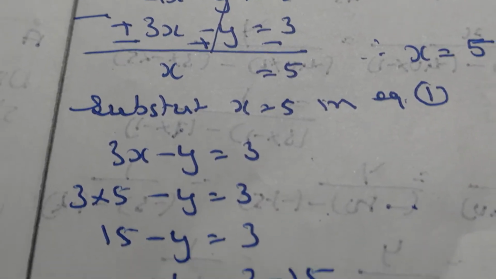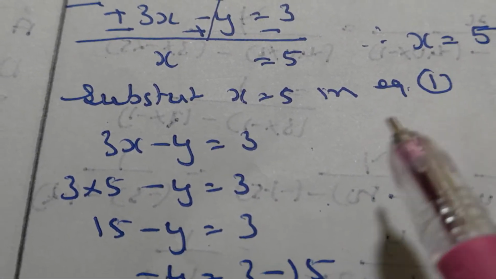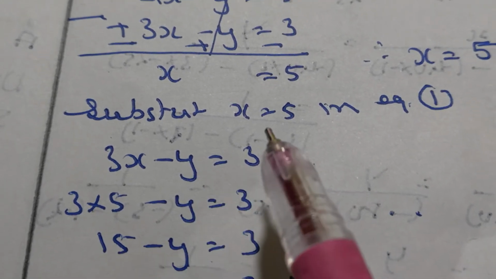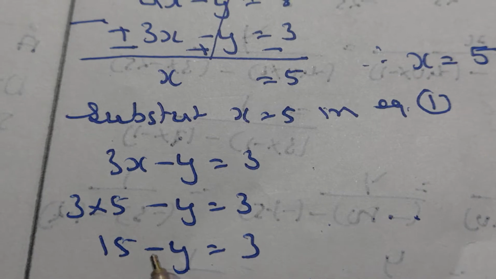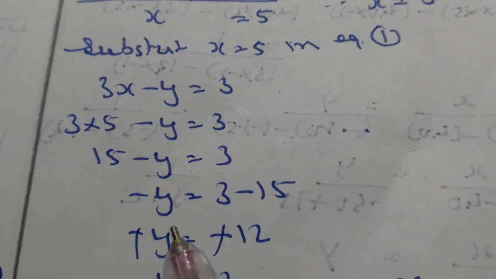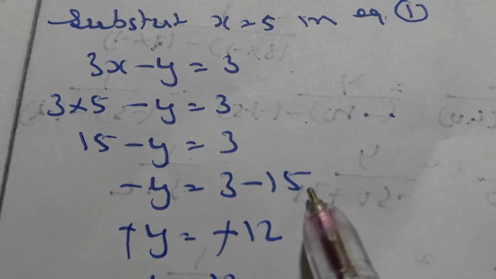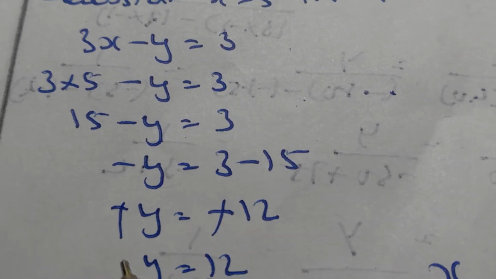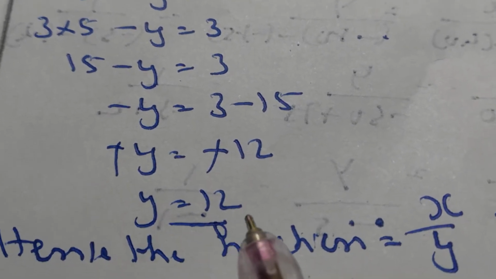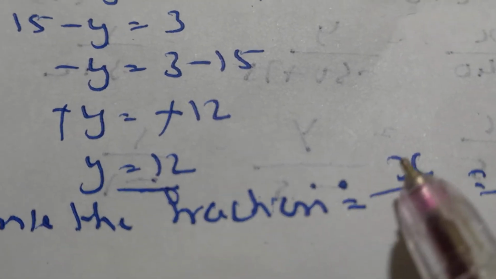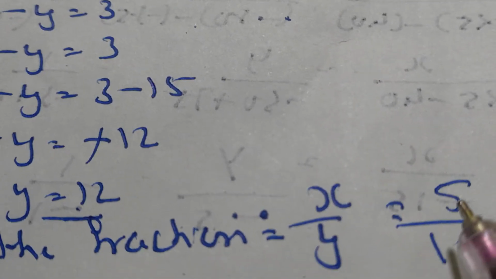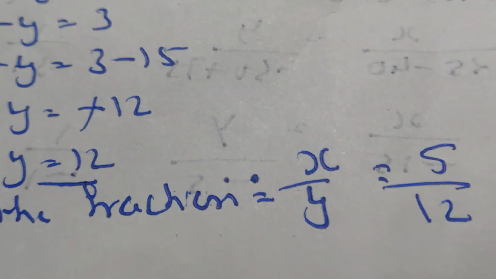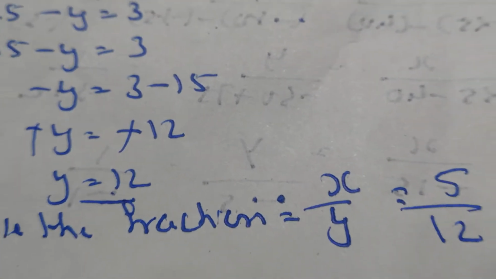Now substituting x is equal to 5 in equation 1, that is 3x minus y is equal to 3. So 3 times 5 is 15, minus y is equal to 3. So minus y is equal to 3 minus 15. So you are going to get minus y is equal to minus 12. Minus minus get cancelled. So y is equal to 12. So the required fraction was x upon y. Value of x is 5 and value of y is 12. So the required fraction becomes 5 upon 12.